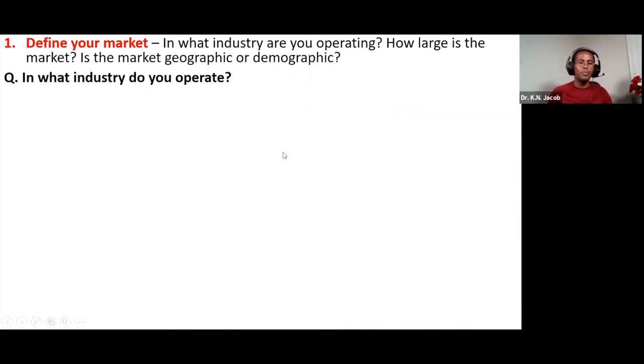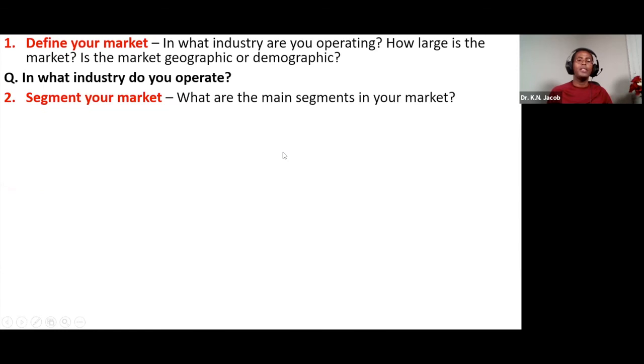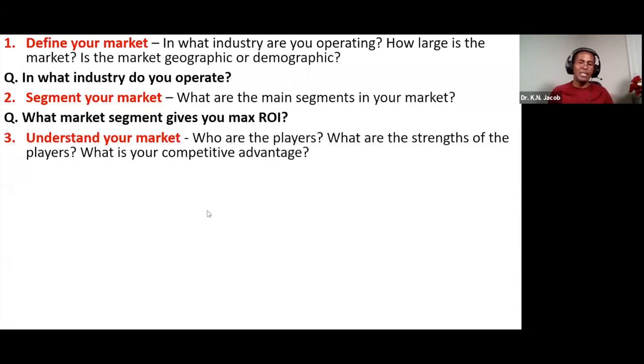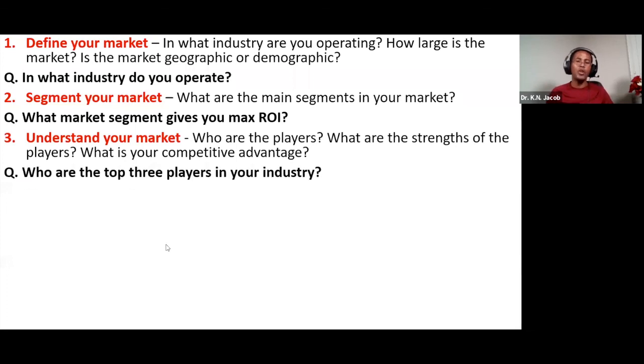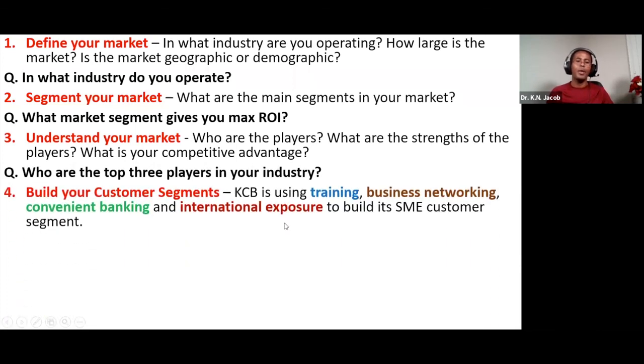Step number 2, segment your market. And the question you have to ask yourself, what are the main segments in your market? Understand your market. Who are the players? Now on your screen, look at point number 4. Build your customer segment. I'm going to use KCB as an example. Now, one of the segments is Biashara Club, or rather the bigger one, SME, the bigger construct.